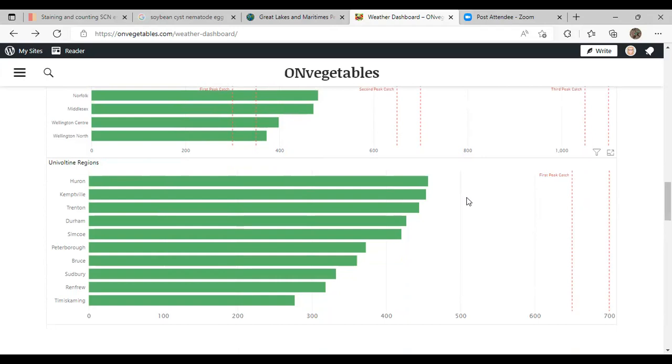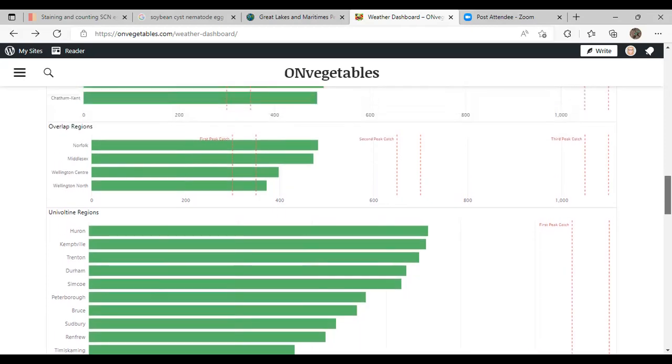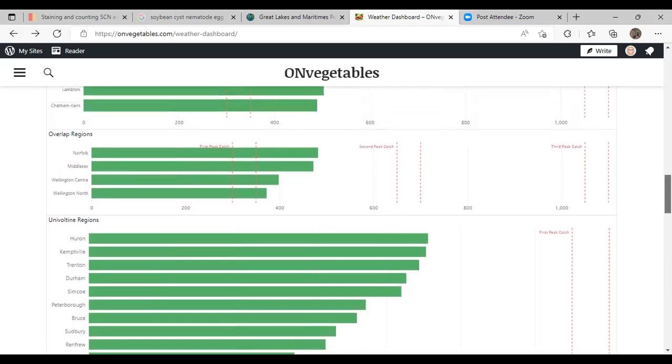So that's how you can use the On Vegetables dashboard to keep track of what's going on in your area. It doesn't replace scouting, but it allows you to target the time periods where scouting is going to be most important for this pest.